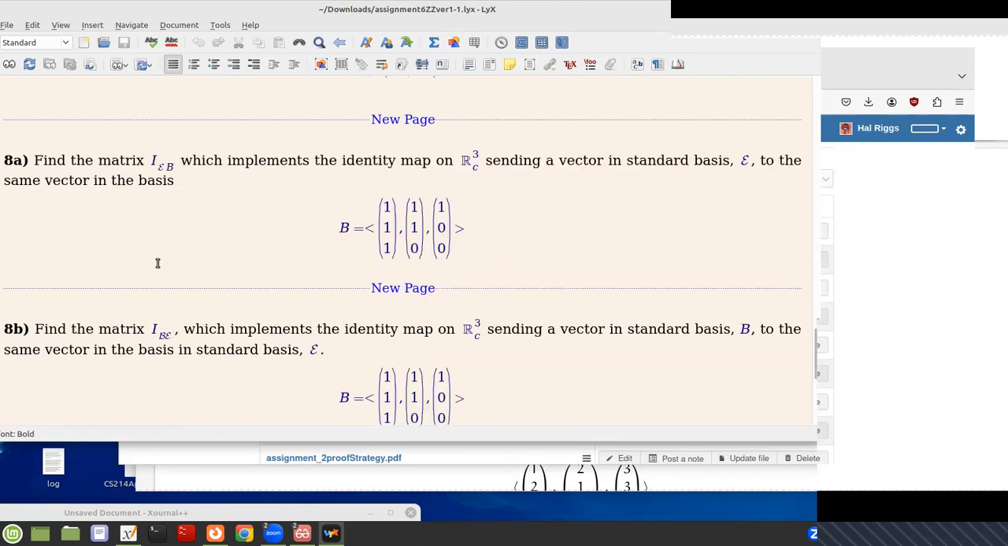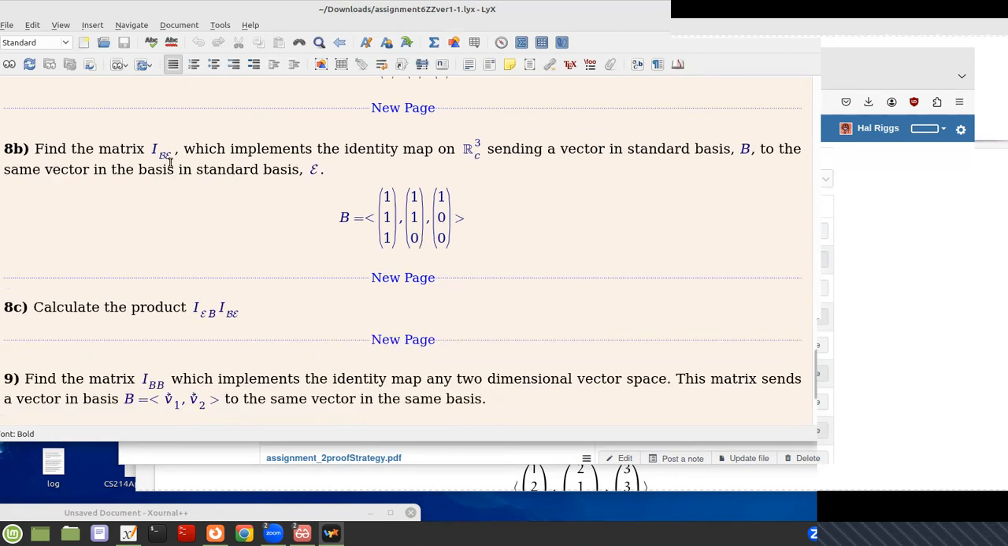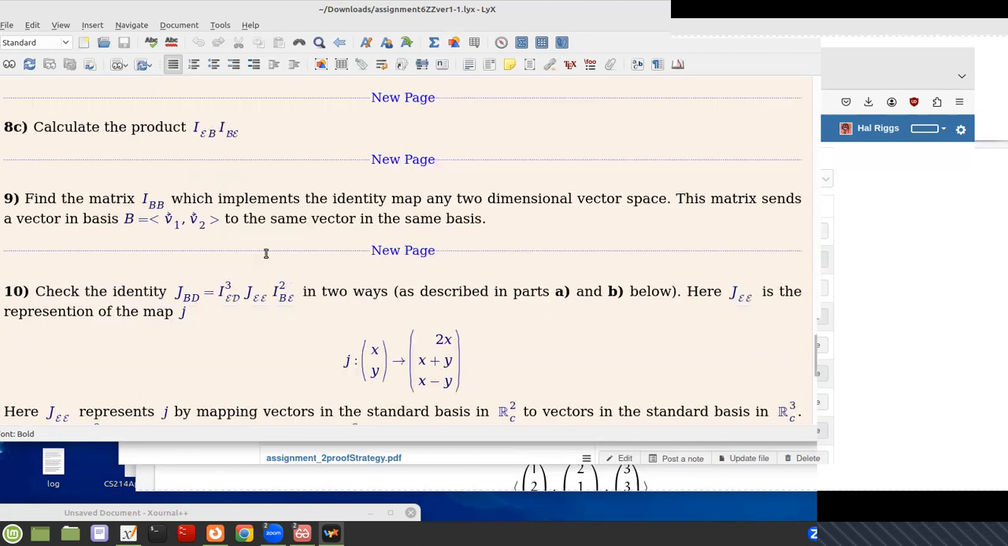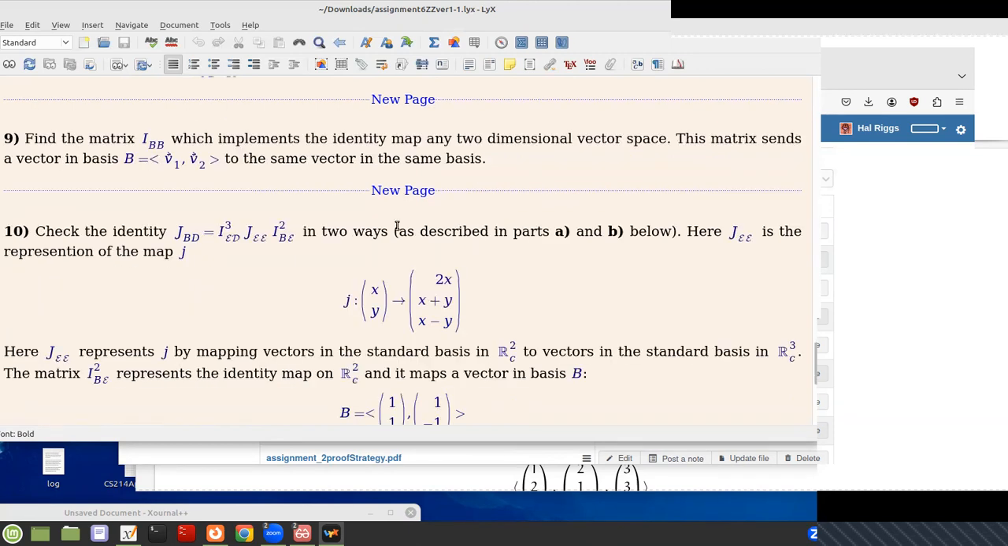Okay, then 8A, this goes to the section on identity maps. Find the matrix IEB, which implements the identity map on R3, sending a vector in basis E to the same vector in this basis. Find the other way, which goes from B back to the standard basis. What's the product? Find the matrix IBB, which implements the identity map on any 2-dimensional vector space. It sends a vector in basis B from V2 to the same vector in the same basis.